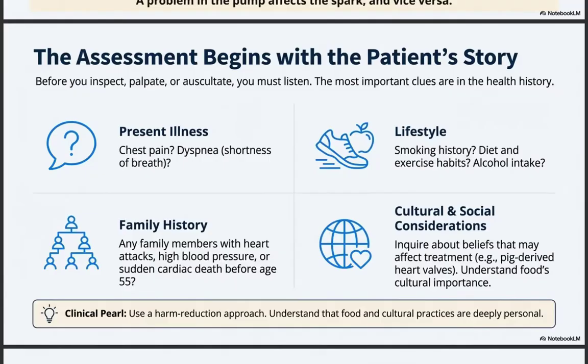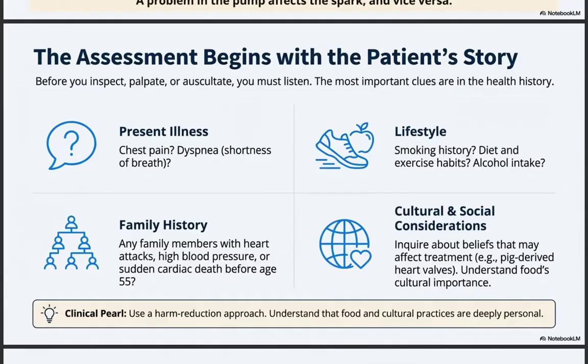And then timing. When did it start, how long has it been going on? Is it something that's more acute, or have you been consistently having chest pain for a very long time? Other things that you need to keep in mind are going to be extremely, extremely important.